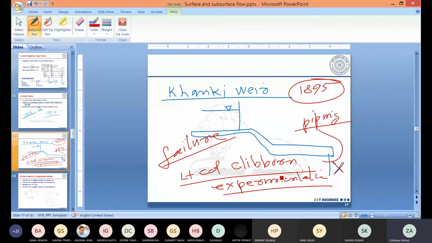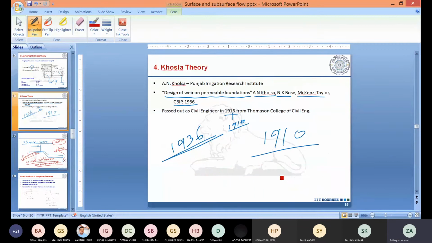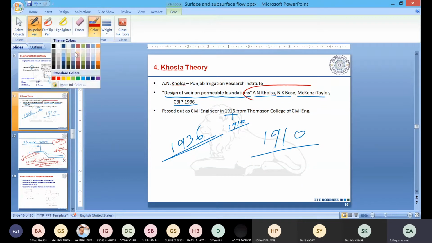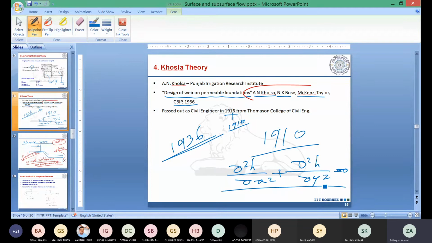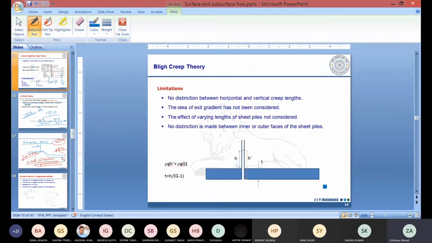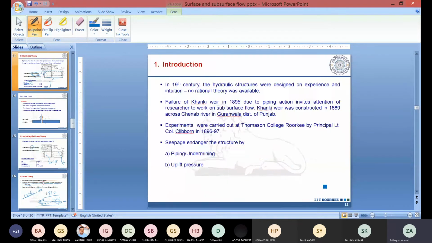Now, what Khosla or the team of this paper did is, virtually they solved the Laplace equation through some transformation. It was very difficult to solve this for a practical profile. I'm saying this one is a practical profile.